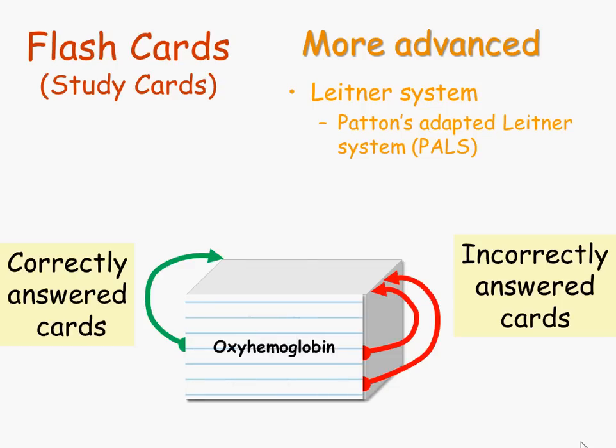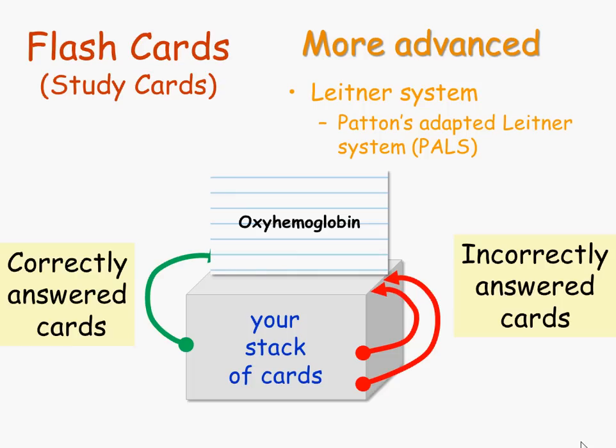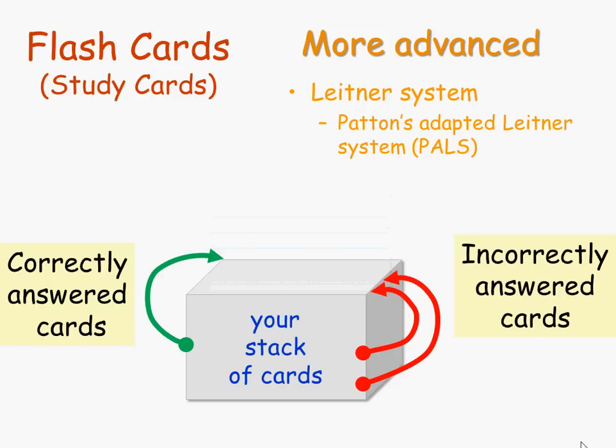So let's say the next card is oxyhemoglobin. We get that one wrong. So instead of moving it to the back, we're going to move it somewhere in the middle. And the harder it is, the closer to the front we're going to move it so that we have an earlier opportunity to review it.